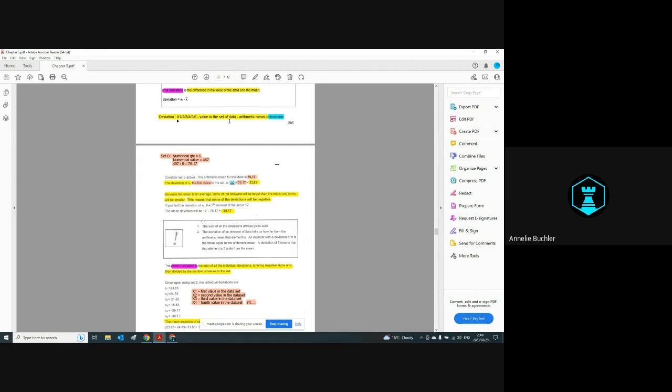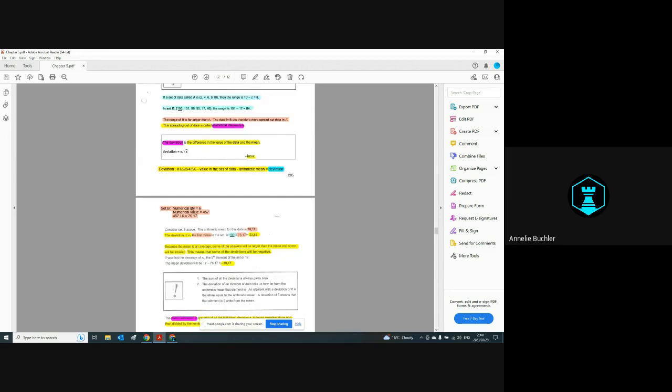So basically, to understand this deviation, we're going to have to look at the second exercise, then it will make more sense to you, okay? Consider set B above, with the data set. We look at the first value, which is 100.